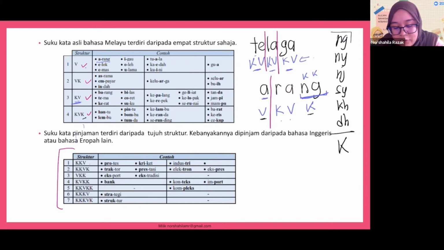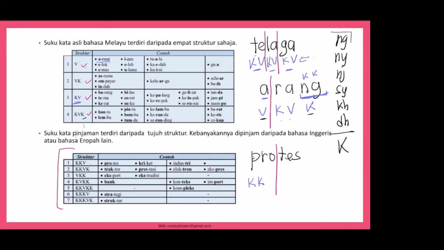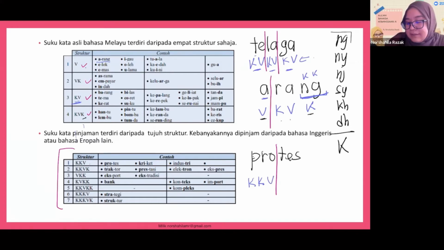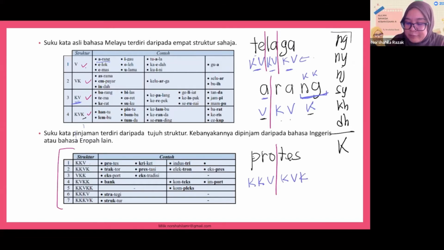Okay, kalau pinjaman, normally it's gonna look something like this. Okay, kita ada perkataan protest. Ambil satu. Protest. Okay, kita ada 2 syllables. Protest. And then we see P is consonant, R is consonant, O is vowel or consonant? Vowel. Vowel. T, we already have here. Consonant. E, vowel. And S, consonant. Consonant. Okay. So, bila kita tengok yang ini, when we look into the structure, we have KKV.